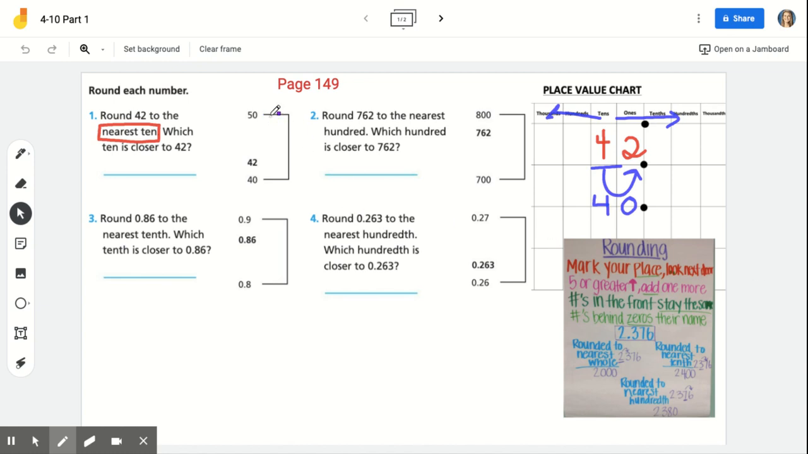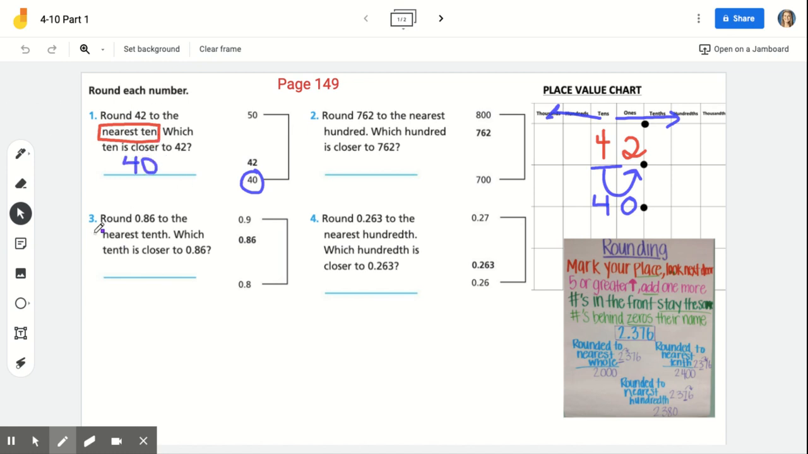And they have a really good picture on the side of this problem. We see that 42, the next 10 up is 50. So we're asking ourselves, is 42 closer to 40 or to 50? And with this visual, it's very clear. 42 is definitely closer to 40. And we also follow the rules that go along with this rhyme to prove it as well. So we're going to put 40 as our answer for number 1.